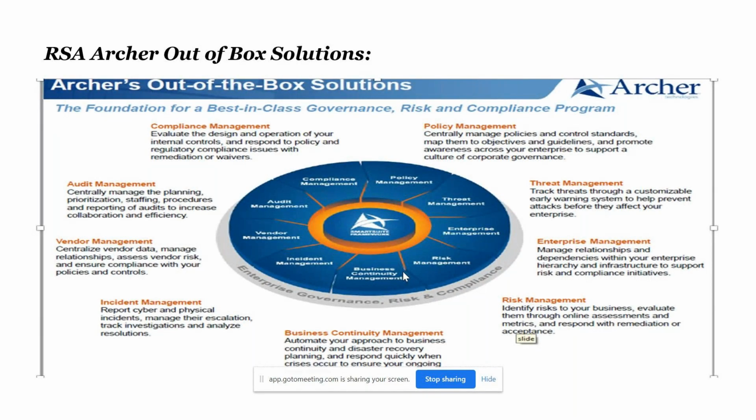So this is the Archer out-of-the-box solutions. Archer provides different types of modules. By default, you need to purchase all these modules separately. Each module costs around $5,000 to $10,000. It depends. I think it's annual. I'm not sure about the price, but it's more costly.